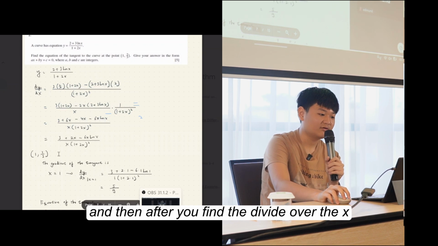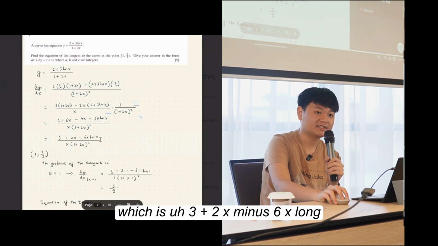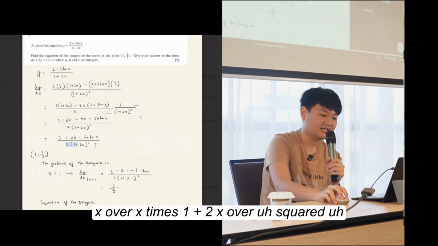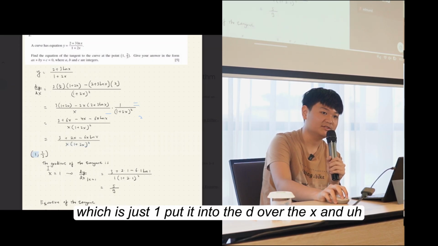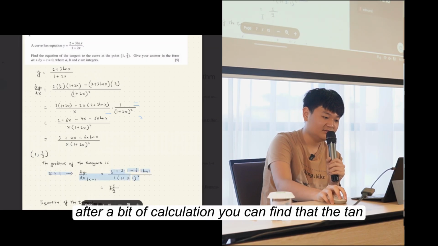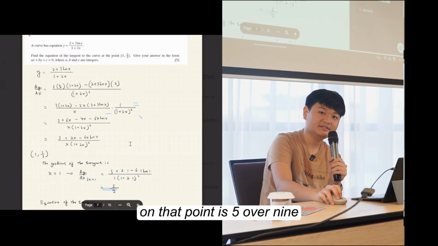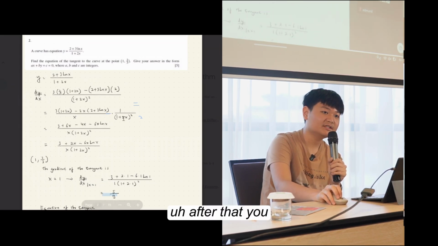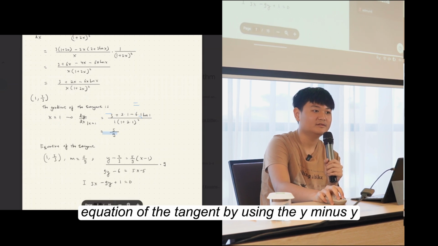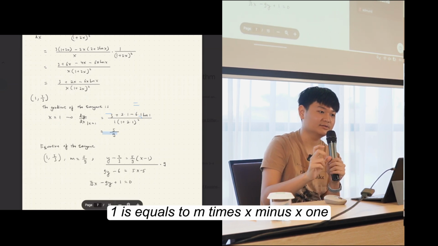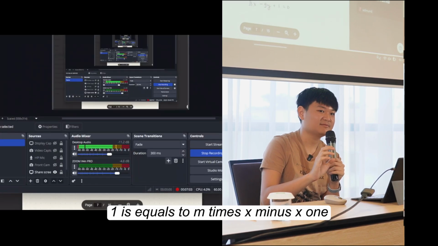After you find dy over dx, which is 3 plus 2x minus 6x ln x over x times (1 plus 2x) all squared, you can find the gradient of the tangent by putting in the x coordinate, which is just 1. After a bit of calculation, you find that the gradient of the tangent at that point is 5 over 9. After that, you can find the equation of the tangent by using y minus y1 equals m times (x minus x1).